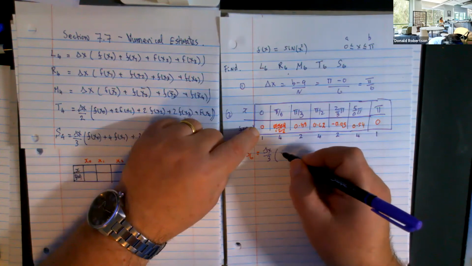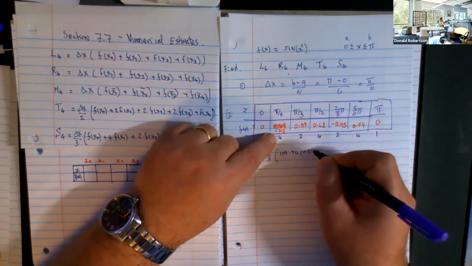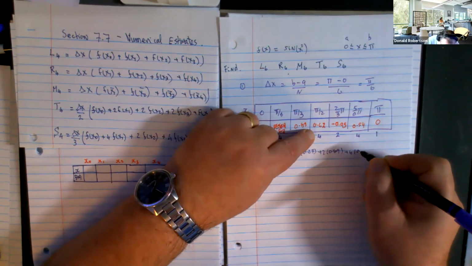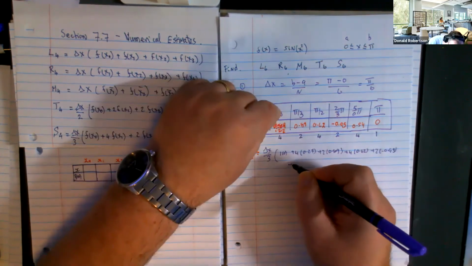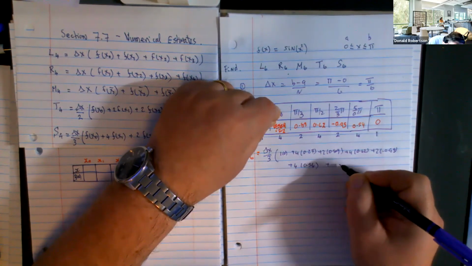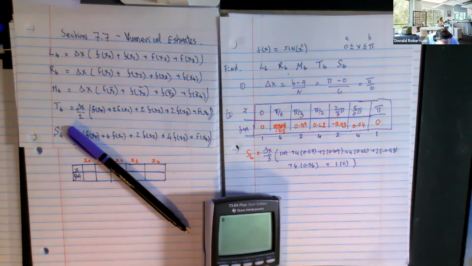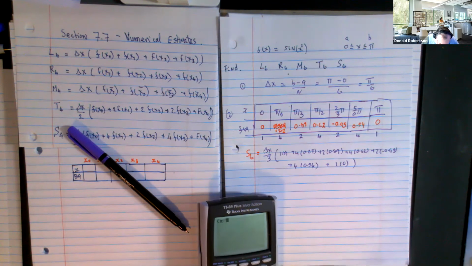Right, plug the numbers in. 1 of these guys, 4 of these guys, 2 of these guys, 4 of these guys, 2 of these guys, 4 of the next guy, and 1 of the last guy. Okay, here goes. Delta x. Ooh, pi upon 6. That's going to be fun. Brackets. Pi divided by 6. That's pi upon 6 divided by 3.